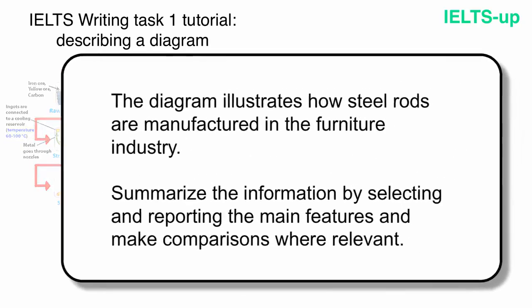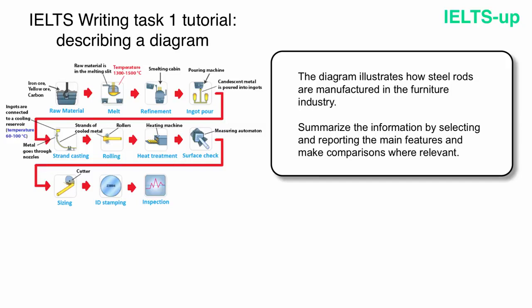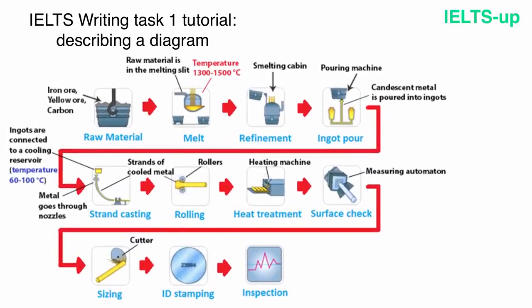Let's take a closer look at our question card. It says, the diagram illustrates how steel rods are manufactured in the furniture industry. Summarize the information by selecting and reporting the main features and make comparisons where relevant. Now, let's examine our diagram. In this case, it's a process diagram.